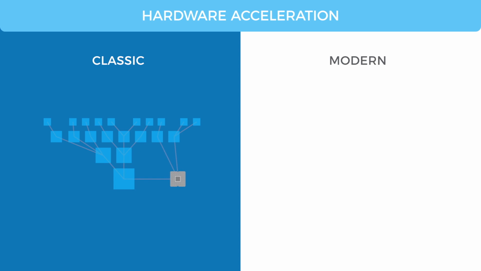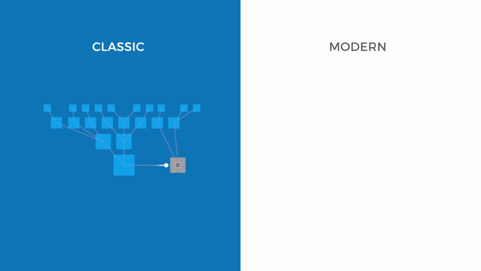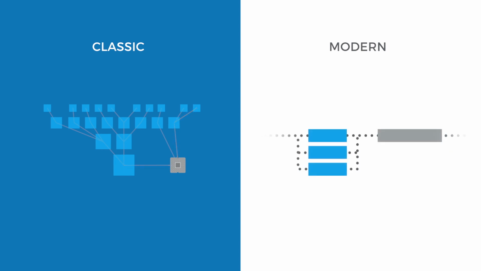With the classic approach, discrete accelerators can be used, but the synchronous nature of the architecture reduces the benefits. The microservices, on the other hand, are inherently queue-based and asynchronous, allowing entire microservices to be easily implemented in hardware.